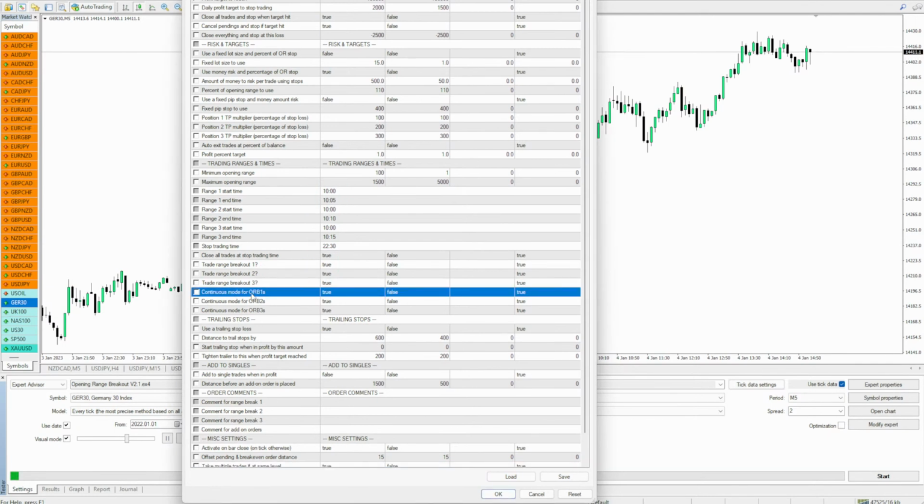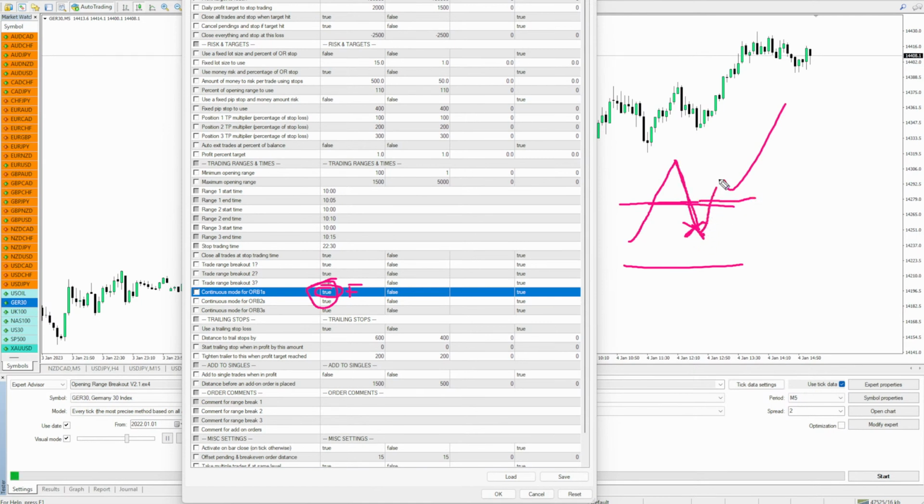Continuous mode for opening ranges. What this will do is when you get your opening range, I'm just going to use 1 as an example here. If we break out and we stop out, and you have this set to false, that's it. You're done for the day. It's taken the opening range. You didn't win. That's it. If you have this set to true, when we close back down, it will place another pending order and have another go.